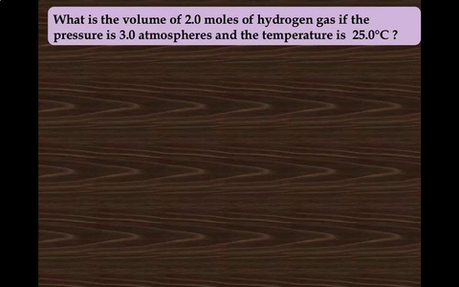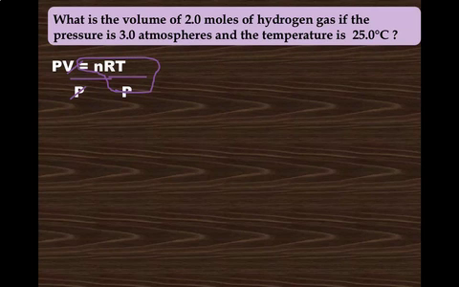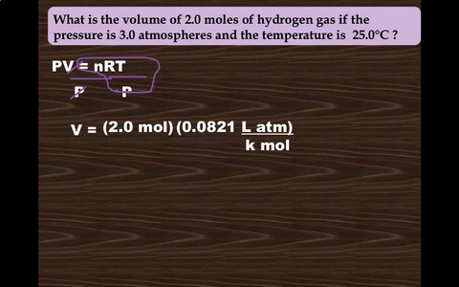So let's look at a practice problem. What is the volume of 2 moles of hydrogen gas if the pressure is 3 atmospheres and the temperature is 25 Celsius? I want to divide both sides by P because I want to find the volume. Sorry, it's a little bit off there, but our formula is nRT over P. So my number of moles is 2. For my R, if I look at my pressure in the problem, it's in atmospheres, so I need to pick the R that's in atmospheres. And my temperature is 25 plus 273, which is 298 Kelvin.